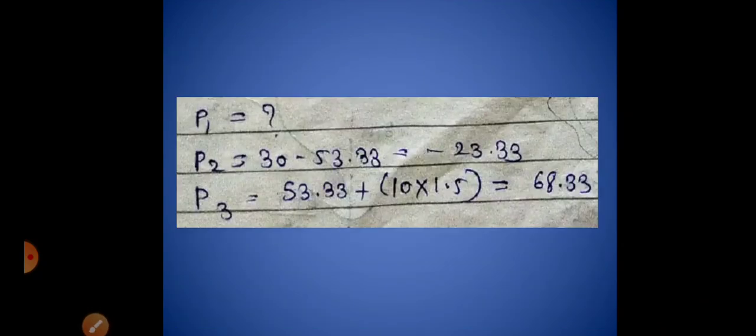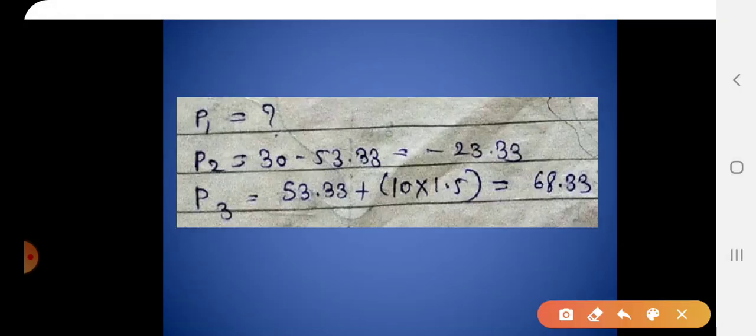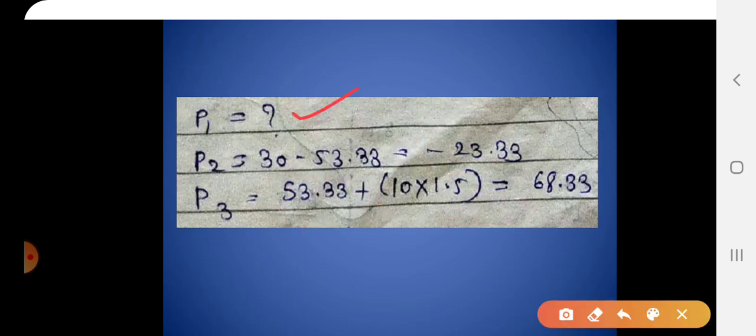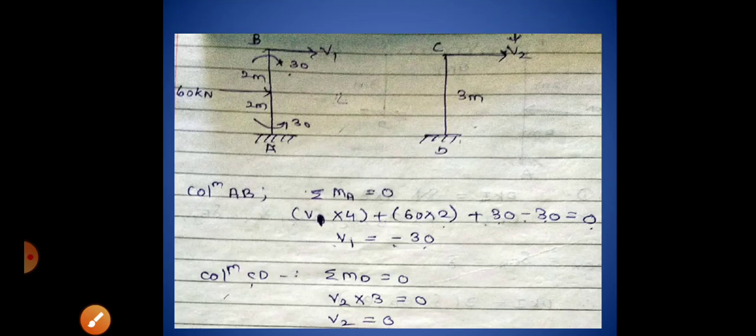So you can see here, P2 is the algebraic sum, and P3 is MFCB and the moment due to this overhanging point load. Now you know these two values and where they came from. Now what about the value of P1? We will see.